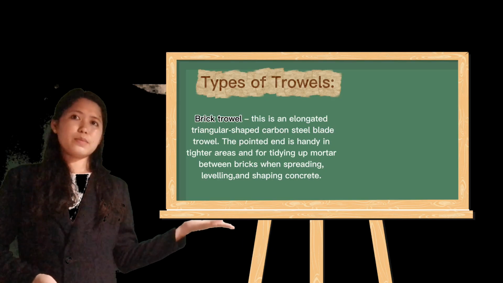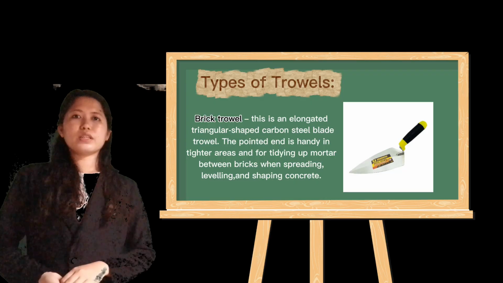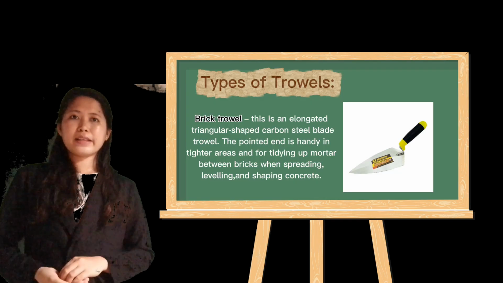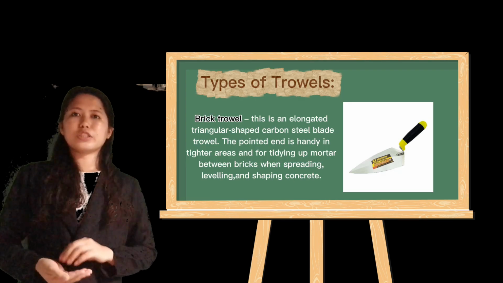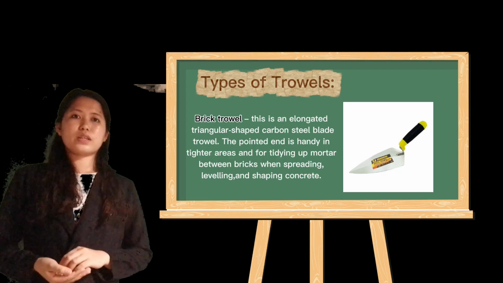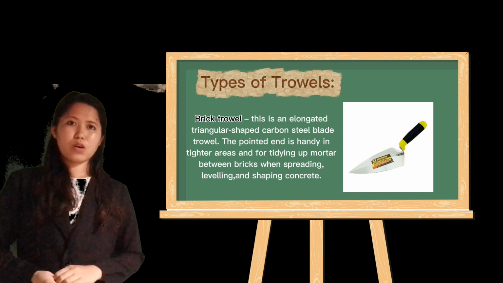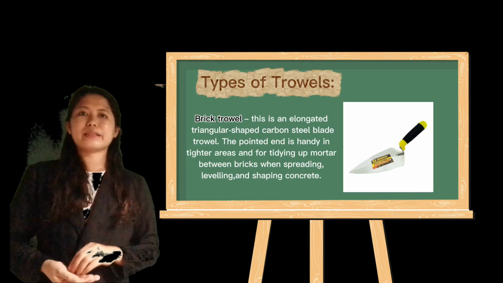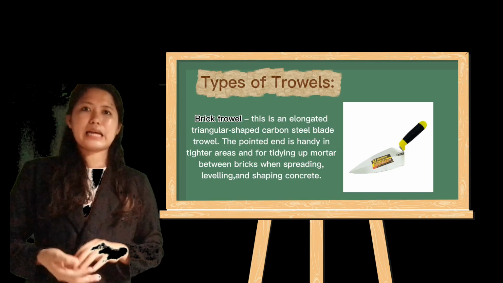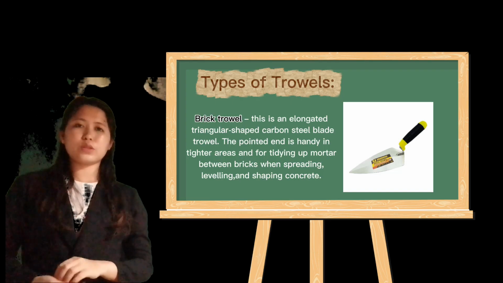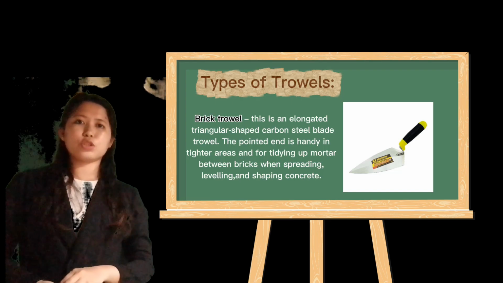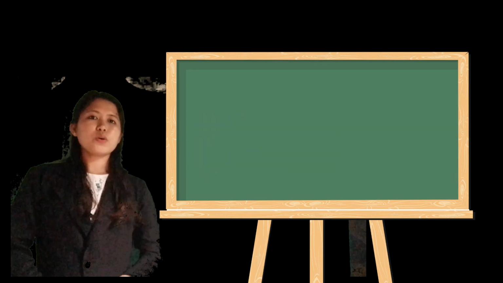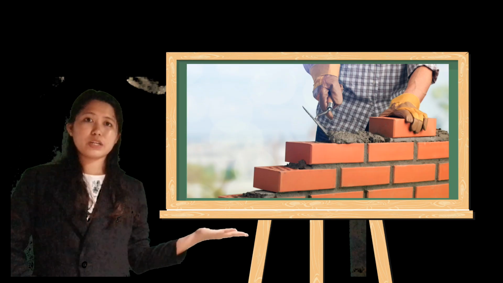First is the brick trowel. Brick trowel is an elongated triangular shaped carbon steel blade trowel. The pointed end is handy in tighter areas and for tidying up mortar between bricks when spreading, leveling, and shaping concrete. Yung brick trowel is ginagamit ito para maglagay at magpantay ng mortar or semento sa pagitan ng mga brick. Yung matulis na dulo ng brick trowel is nakakatulong siya para sa masisikip na bahagi. Ito yung ginagawa sa paggamit ng brick trowel.